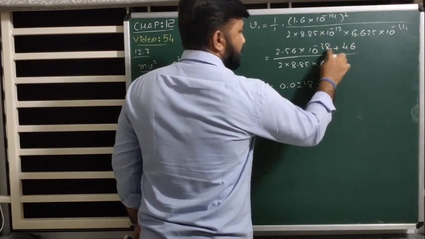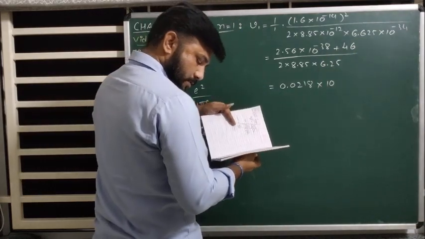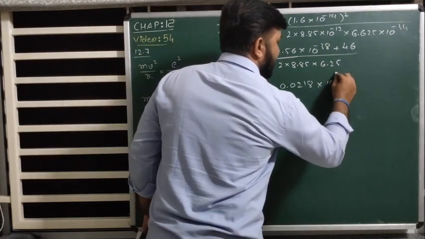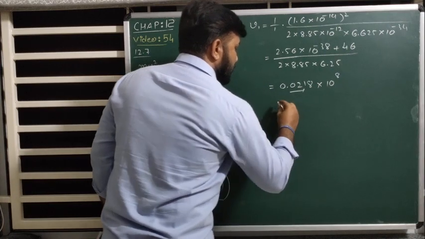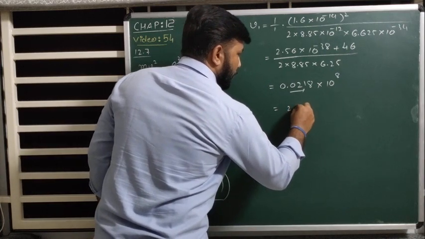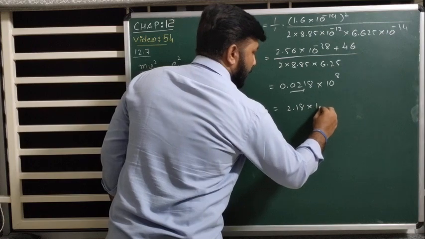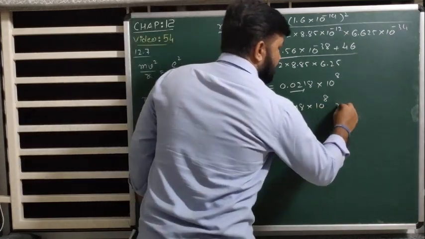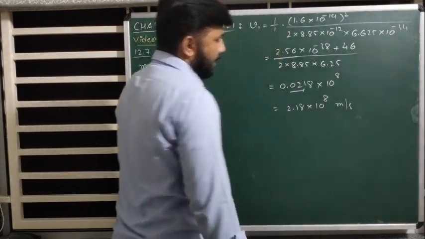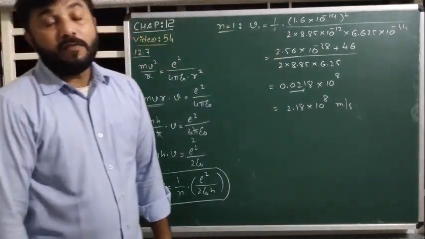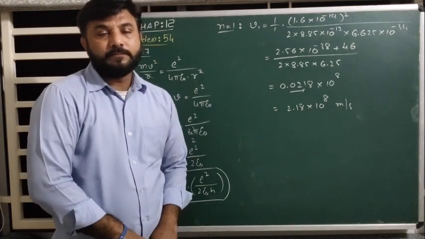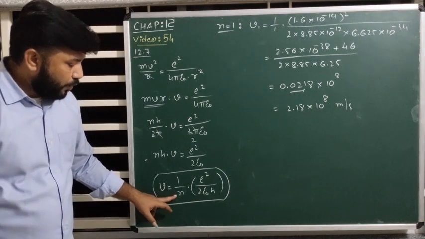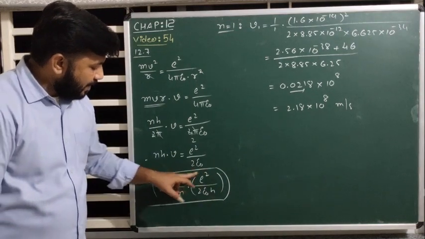multiplied by 10 raised to how much? That is 8. 46 minus 38, that is 8. Take the point here, so you are having 2.18 multiplied by 10 raised to 8. As it is velocity, it is meter per second. So this is velocity number 1. If you want to find for n is equal to 2, put 2 here. All these things are constant.